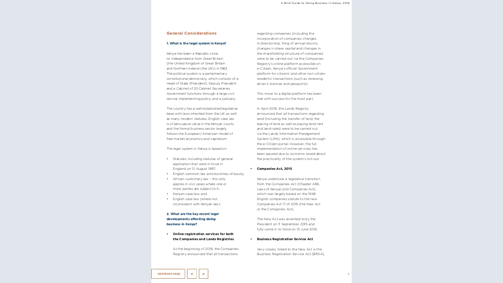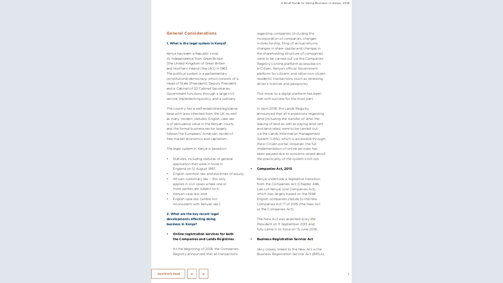So, the Companies Act 2015. Kenya undertook a legislative transition from the Companies Act, Chapter 486 in the laws of Kenya, the old Companies Act, which was largely based on the 1948 English Companies Statute, to the new Companies Act of 2015. The new Act was assented to by the President on September 11th, 2015, and fully came into force on 15th June 2016.